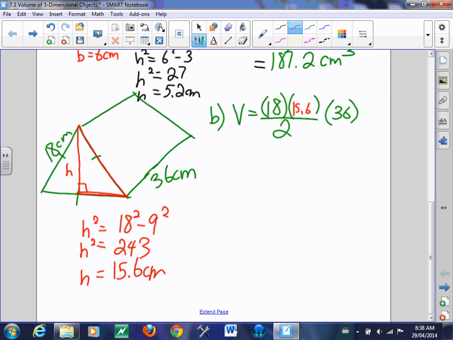Could do a cancellation here. 2 goes into 2 once. It goes into 36 18. And then you just plug her in your calculator, ladies and gentlemen. You should get 5,054.4 centimeters cubed. Now let's just make one quick note here. How about we take a look at the volume increase?